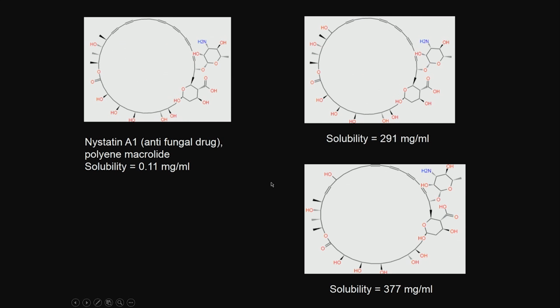Look at these drugs, these are all antifungal drugs. As originally I said, antifungal drugs always have poor solubility. Look at this, this is called a polyene macrolide, it is a huge structure. So, it is called a macrolide. The solubility is 0.11 milligram per ml. As we can see here, the solubility is 291 milligram per ml. Okay. And then look at this, solubility has become 377 milligrams per ml.